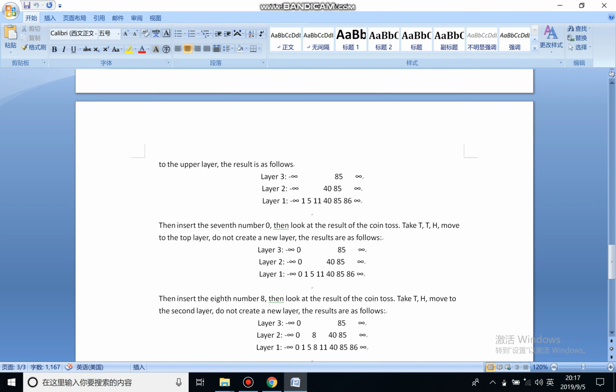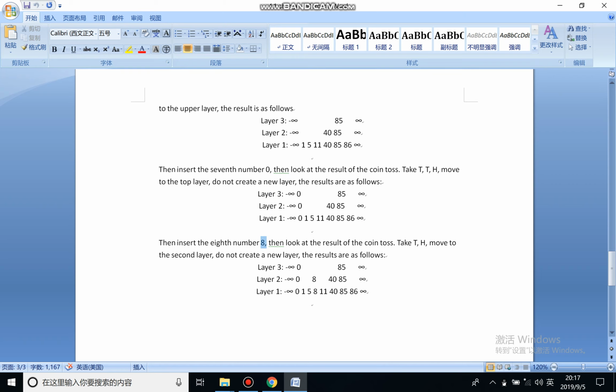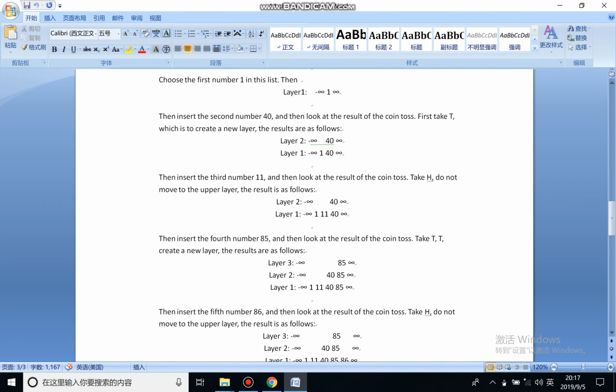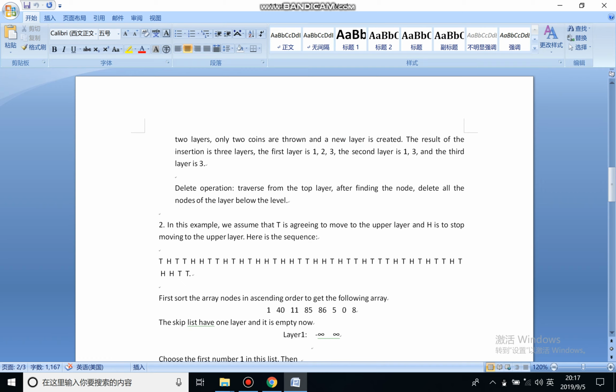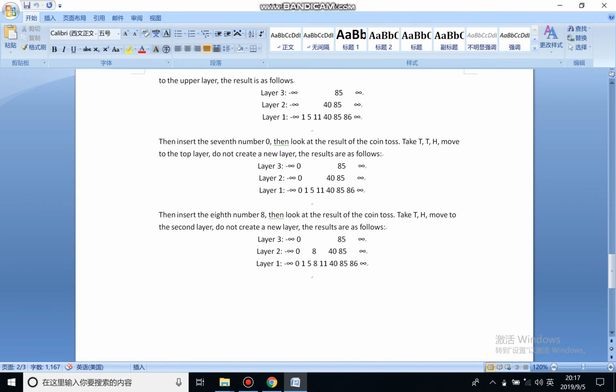So finally we insert 8. For the 8 we find it is TH, and we move it to the higher layer, but just the second layer, so we got the state here. So that's week 4.1. Thank you.